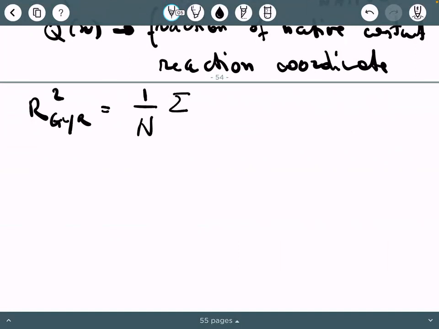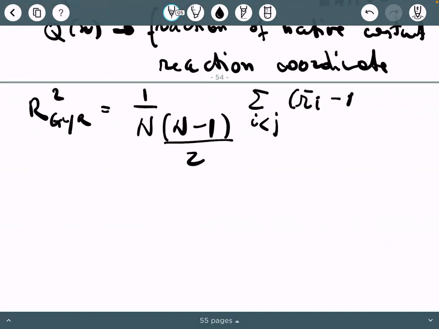Is the average, I guess it's, let me do things properly, n minus 1 divided by 2, sum i less than j, r_i r_j squared. And since there are n times n minus 1 divided by 2 pairs in an n body system, right? Because the pair 1, 2 is the same as the pair 2, 1, and 1, 1 is not a pair, right?